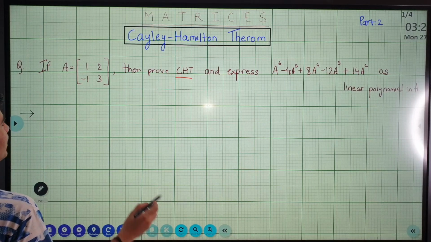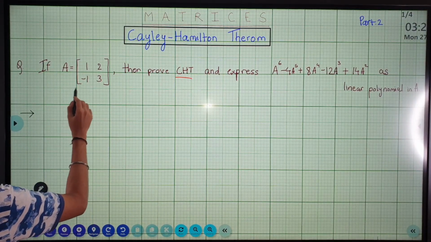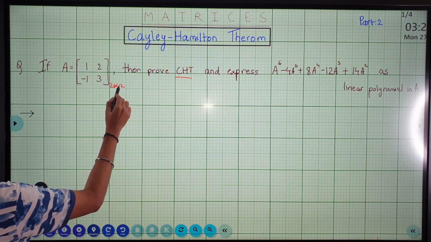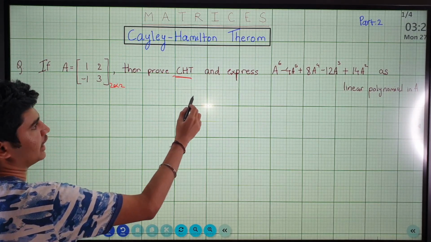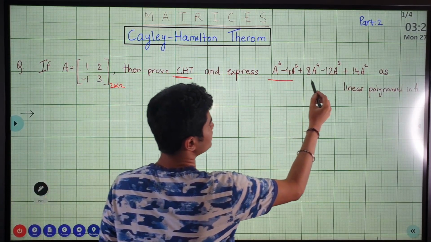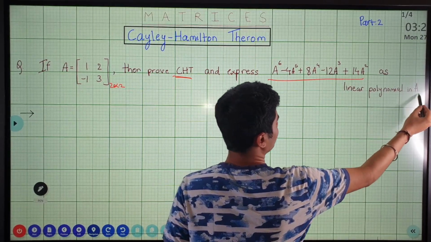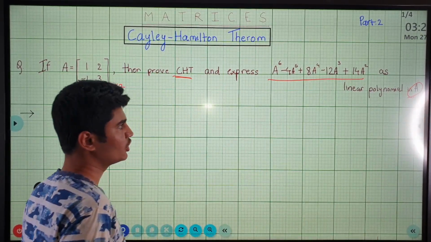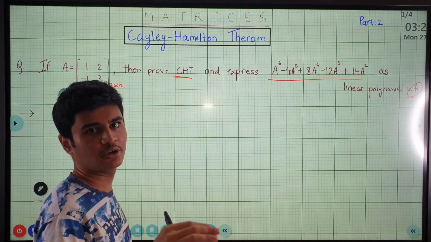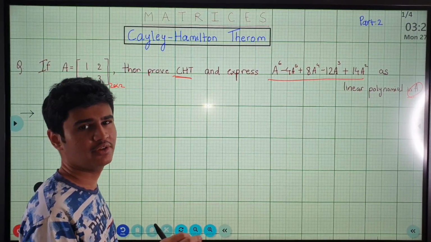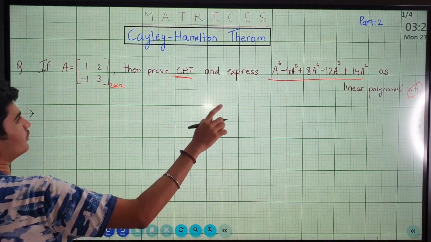So in this question they have asked us that if A is a 2 by 2 matrix, then prove Cayley-Hamilton theorem and express this equation as a linear polynomial in A. So this question can come for around 5 to 8 marks. So today we are going to look at how to solve this question.